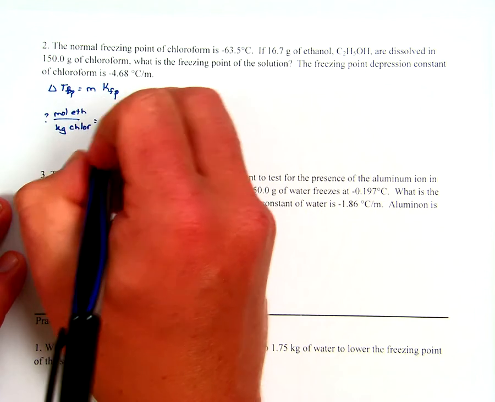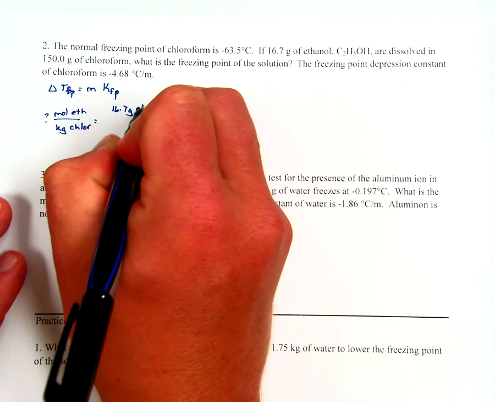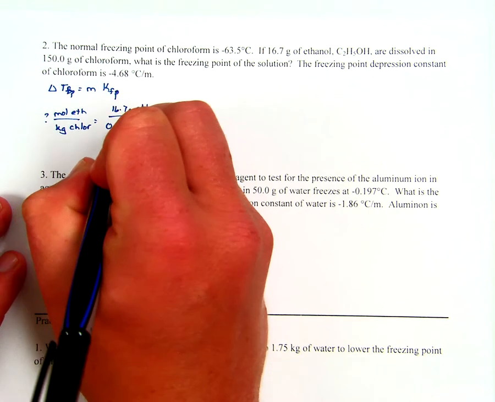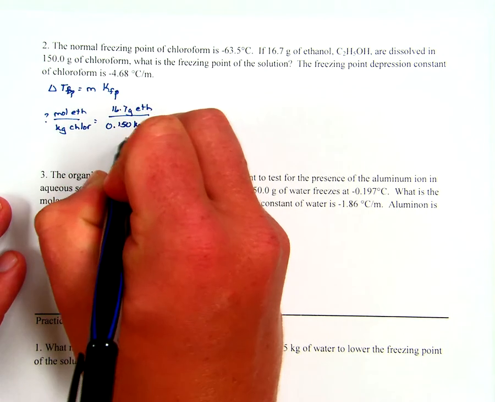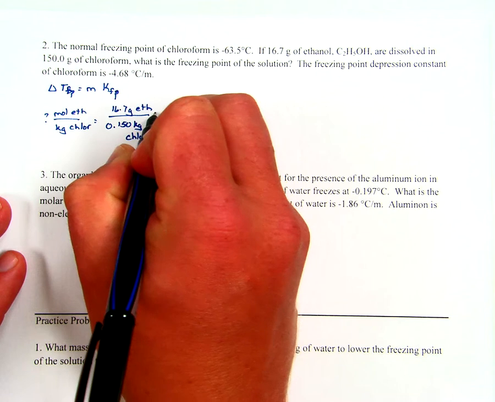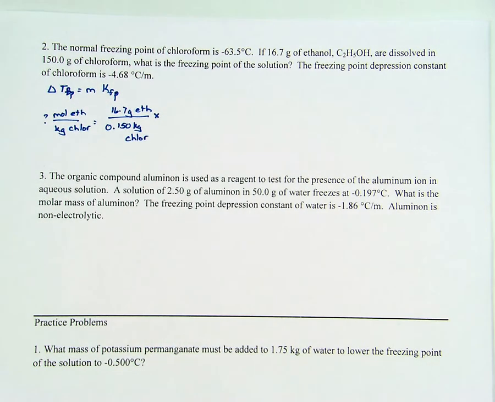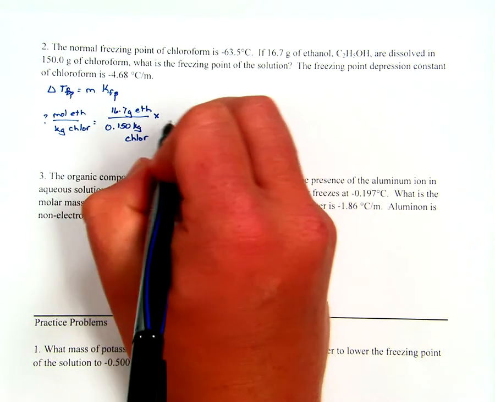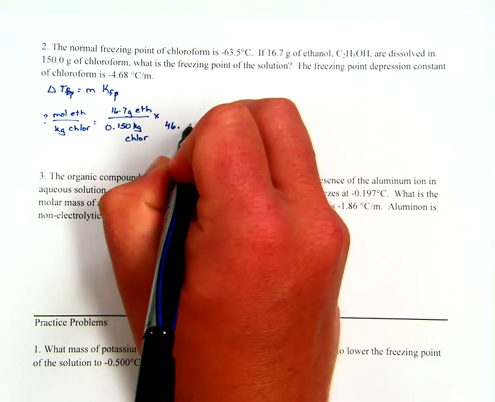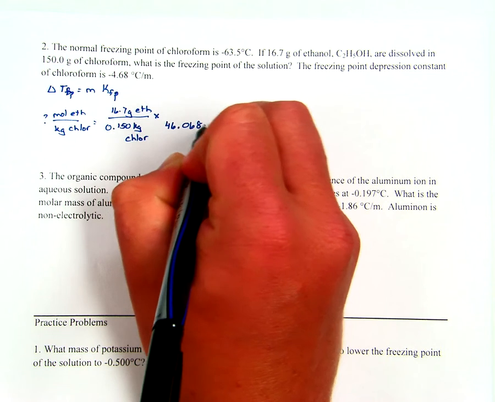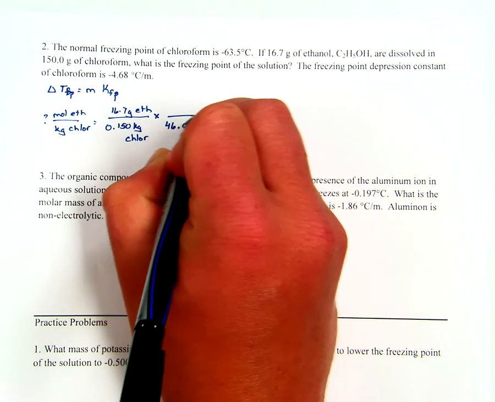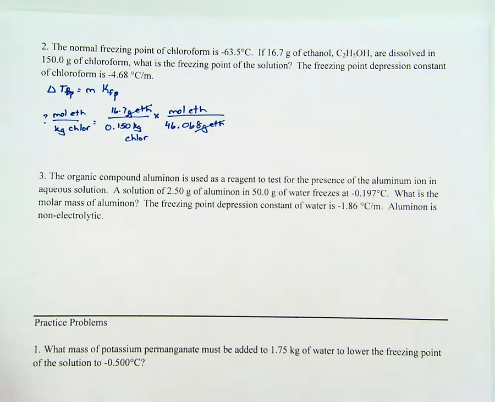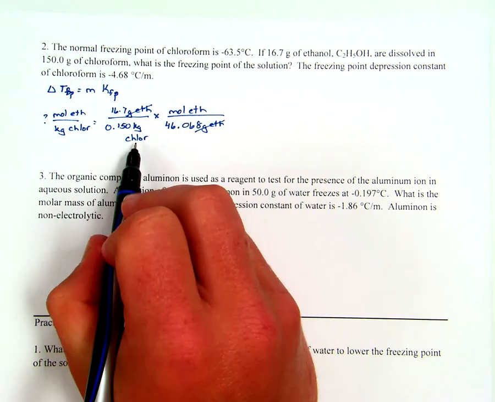Okay, so I have 16.7 grams of the ethanol, and I'm dissolving it in 150 grams, so that'd be 0.150 kilograms of the chloroform. Alright, so from here we just have a gram to mole conversion for the ethanol. The molar mass of ethanol is 46.068 grams of ethanol per mole of ethanol. Grams cancel, and we're left with moles of ethanol per kilogram of chloroform.